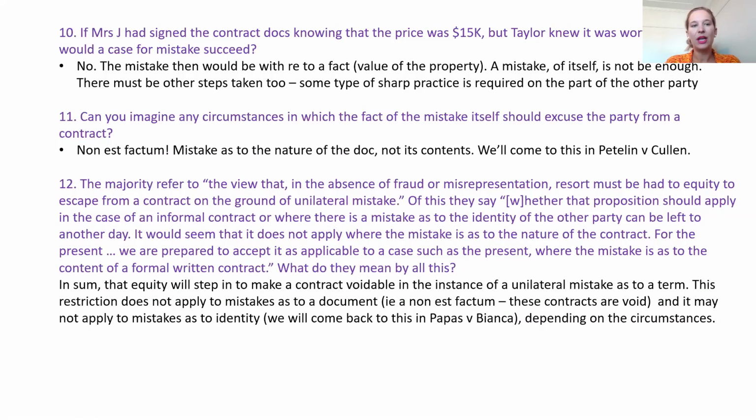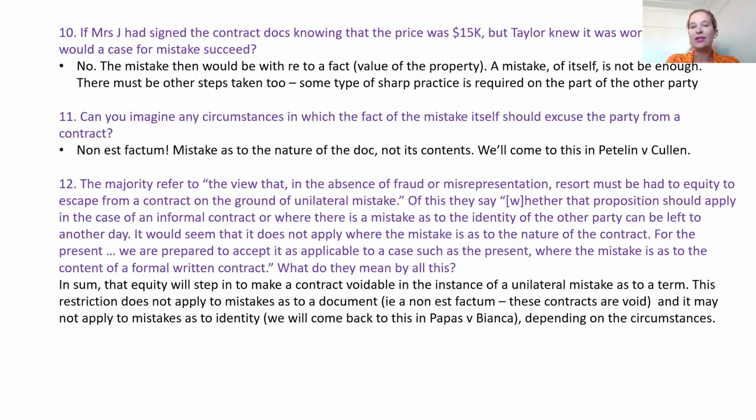Number 11, so can you imagine any circumstance in which the fact of the mistake itself should excuse a party from a contract? There's only really one that comes to mind here, and that's with regards to mistakes as to the nature of the documents. A unilateral mistake has two documents. The doctrine is around non est factum, it is not my deed.